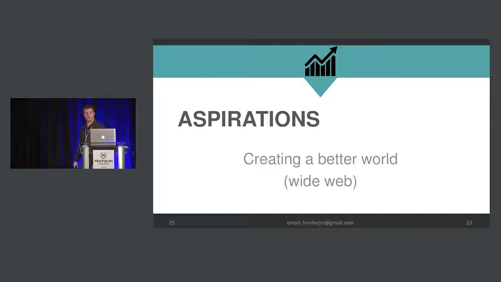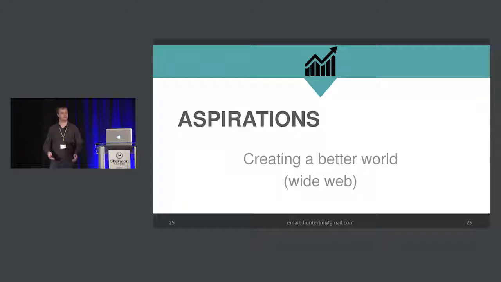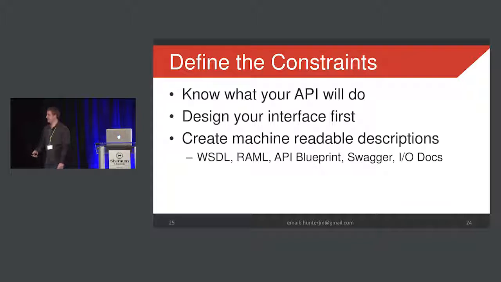So, aspirations. This point of my talk is what can we do in order to create better APIs, or do it correctly, and that's actually not what I'm going to talk about. I'm going to talk about defining the constraints of your API, because I don't care about perfect APIs. I just want something that works.